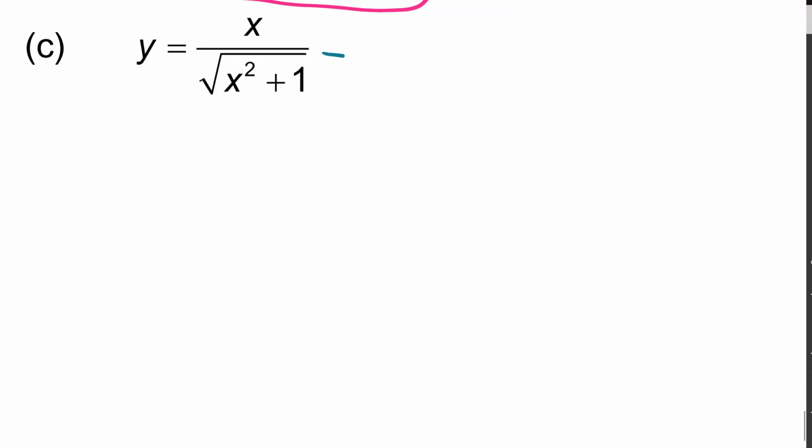Okay, so let's rewrite this top one out. I'm going to write this as x times (x squared plus 1) to the negative 1/2. The whole idea for this page is rational powers of x. What if I don't just have nice numbers? What if I have fractions?